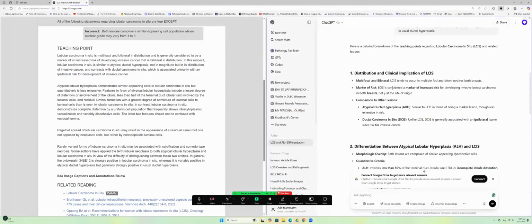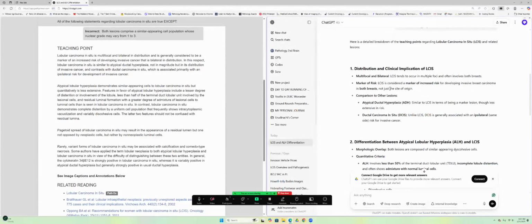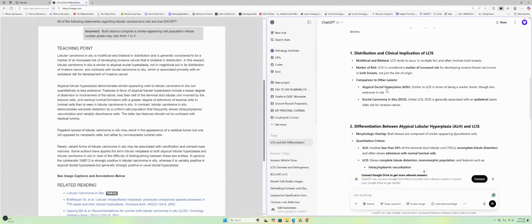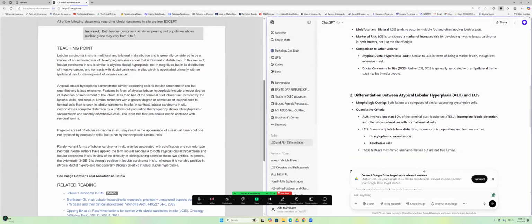Can you hear me? Yes. We've talked about the types: florid, pleomorphic, classic. So differential and clinical implication: multifocal and bilateral, tending to occur in multiple foci and often involving both breasts. It is a marker of increased risk for developing invasive breast carcinoma in both breasts, not just the site of origin, and invasive ductal is commoner.